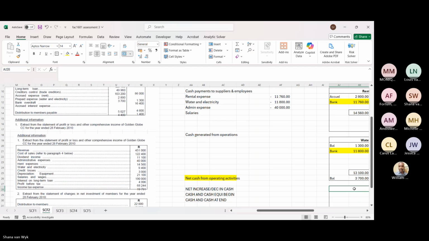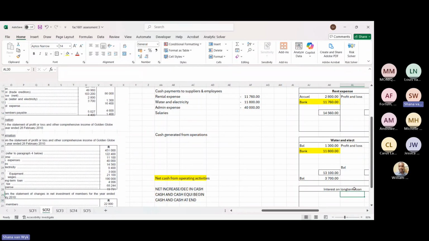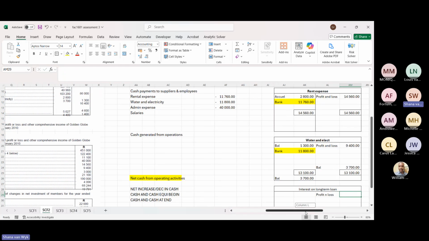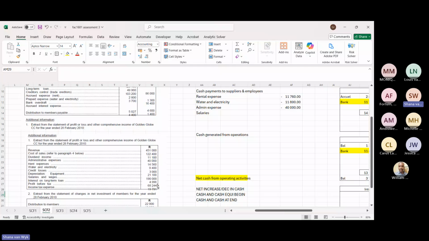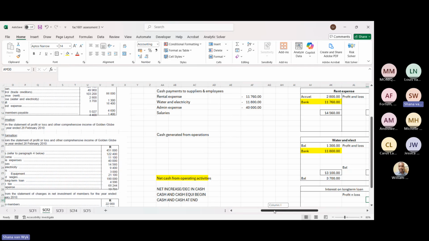Interest on long-term loan. Okay, what does that mean? It means we need to pay it. What does that mean? We need to close it off. So it is a debit, so we need to credit. Okay, so first of all, we're closing it off to profit and loss. And that amount is 4,996. Okay. Next.